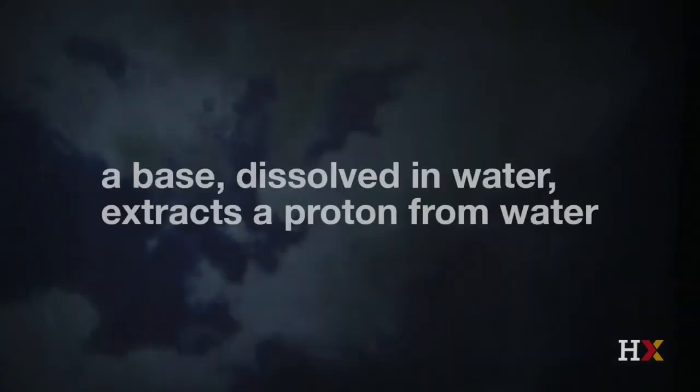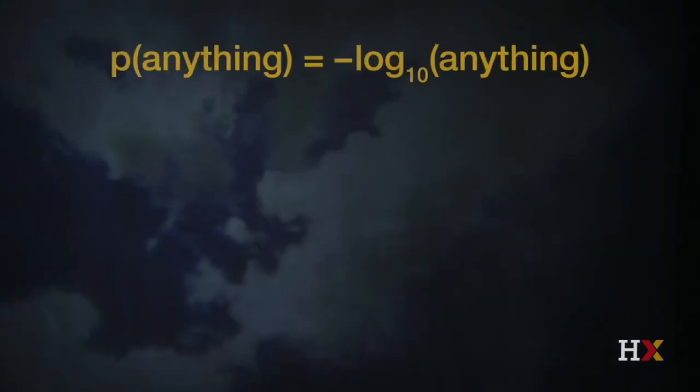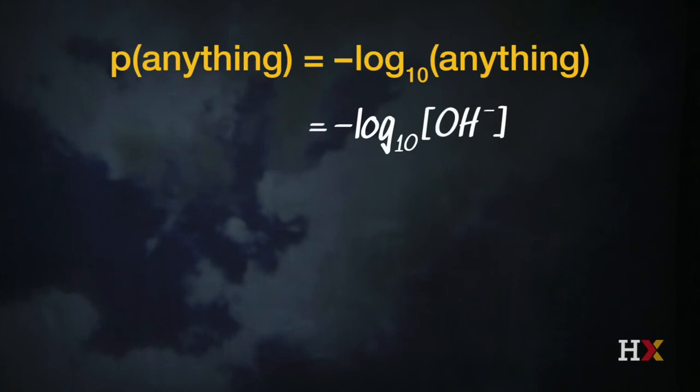So the next point in analyzing the base reactions is that we emphasize the fact that a base dissolved in water extracts a proton from water. It steals a proton. And just as the case for acids, the operator p on any number gives us minus the log base 10 of that same number. So that means minus log to the base 10 of OH minus is equal to pOH.